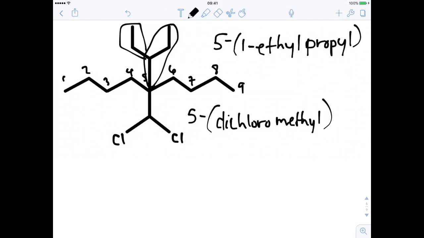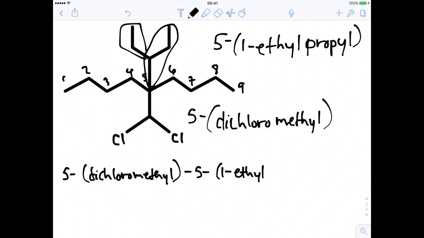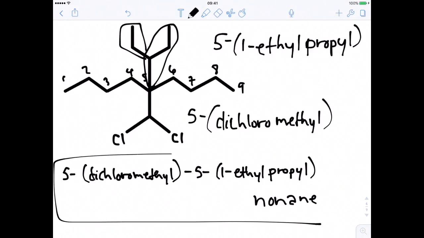So make sure it's in alphabetical order, and your answer should come out to 5-dichloromethyl 5,1-ethyl propyl. And again, since there's 9 carbons as the longest chain, it's a nonane. That right there would be your answer.